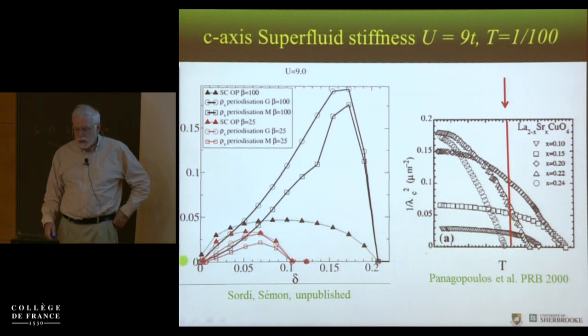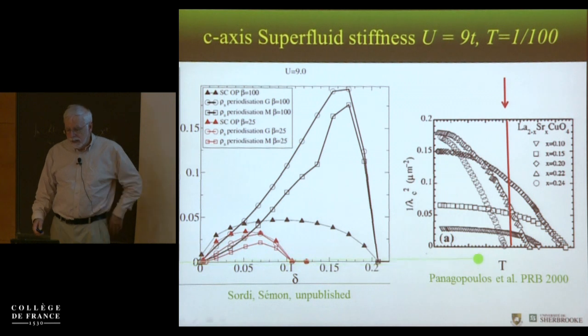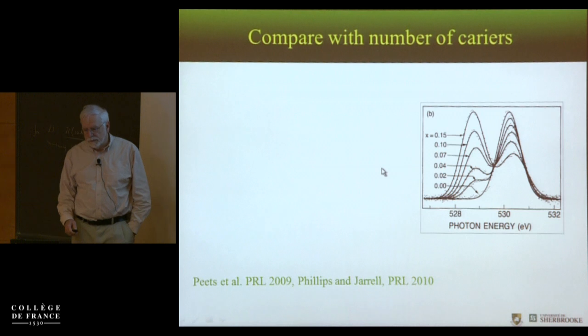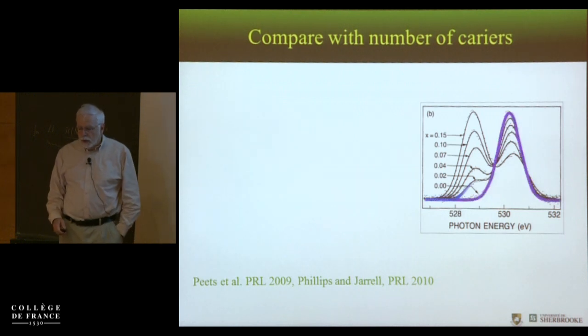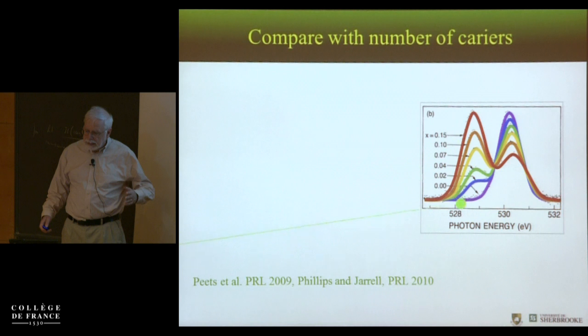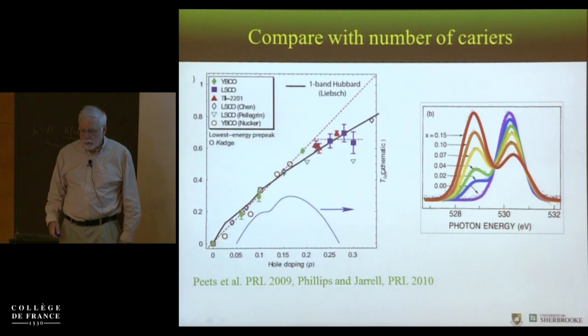Now it's indeed more like a dome. Again, I don't want to claim that it's quantitative, but qualitatively it is okay. Now, if you compare with the number of carriers, you remember this plot here that shows that the number of levels of states near the Fermi level is proportional to doping. And that was in the Hubbard model.